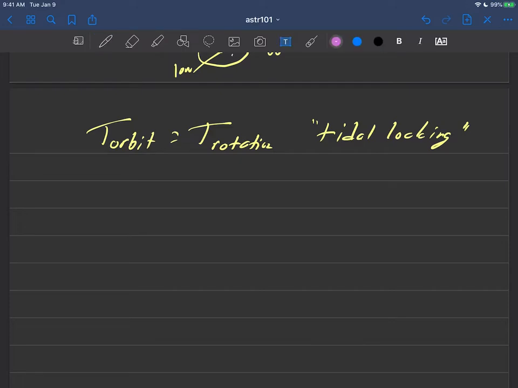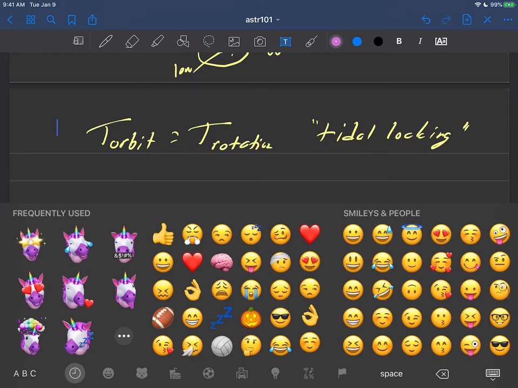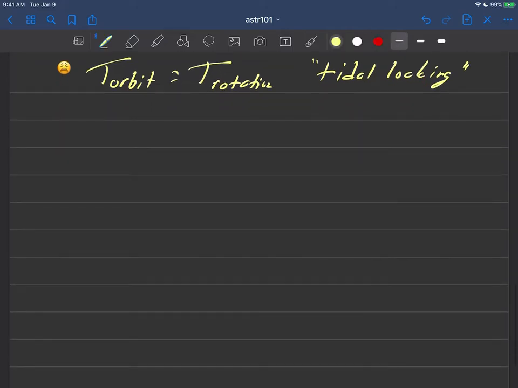So here we go with a hard video then. Gonna try to convince you of this idea of how the moon got its orbital period equal to its rotational period. So I'm gonna go, wish me luck. The process is called tidal locking. It's not unusual for the solar system at all.